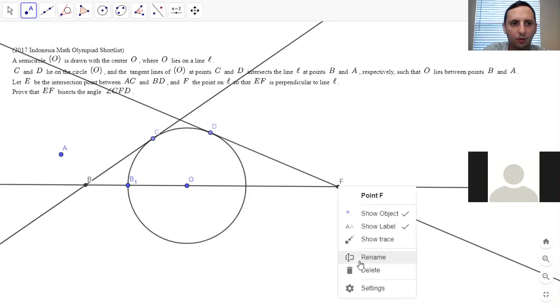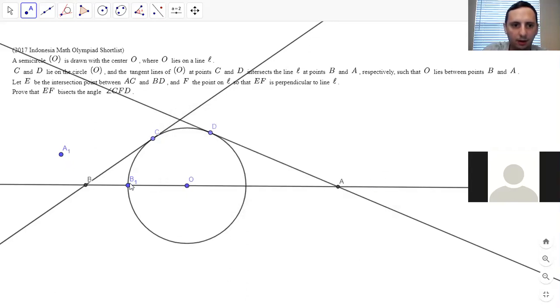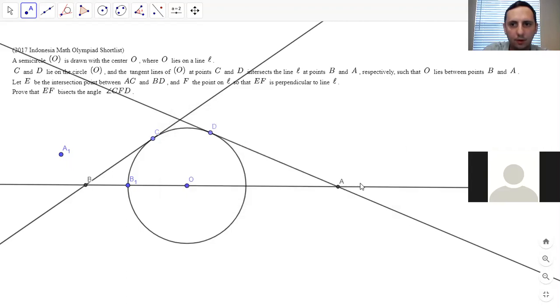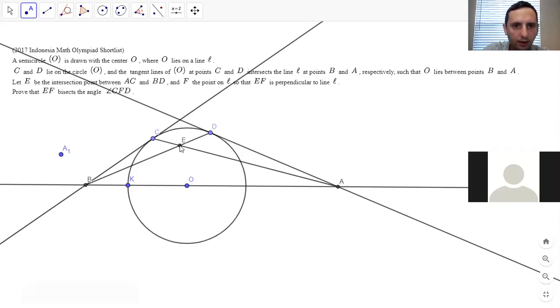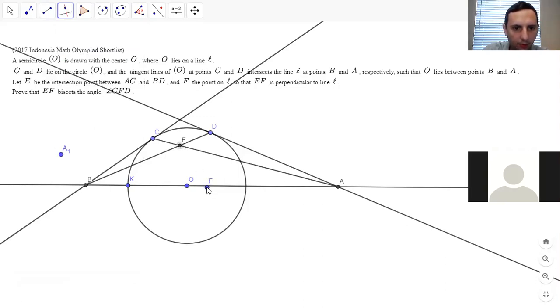So this is B, this is A, and I could call this K for now. O lies between B and A. Let E be the intersection point between AC and BD. This problem actually looks really familiar. So this is E right here. Let F be the perpendicular from E to AB. And we want to show that EF bisects angle CFD.